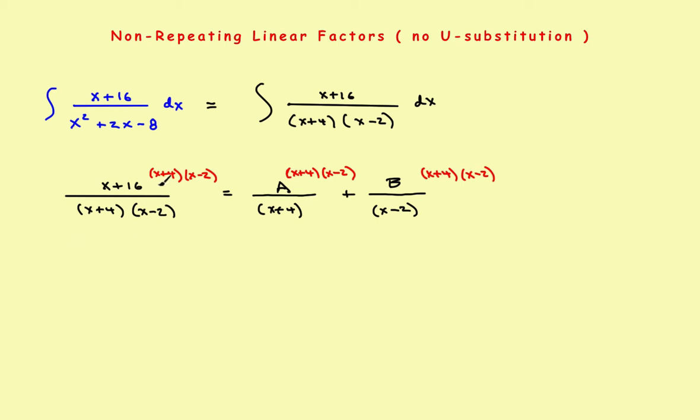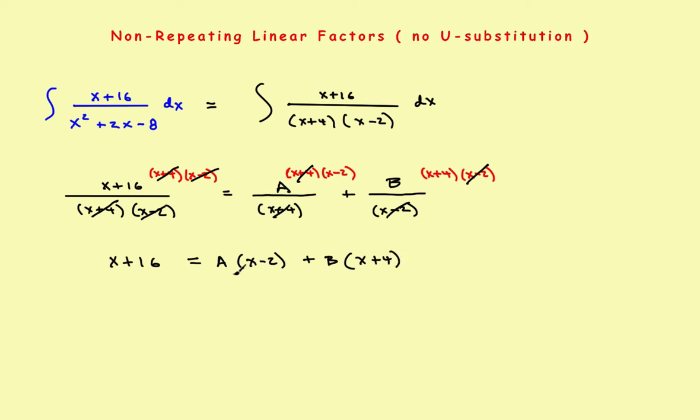Now, we'll rewrite it on this term right here. The x plus 4 here cancels out the x plus 4 here. x minus 2 cancels out x minus 2. And you're just left with x plus 16 is equal to, now on this one, x plus 4 cancels out the x plus 4, and you're left with A times x minus 2. Then finally, you've got plus. Now here, the x minus 2's cancel out, so that x minus 2 will cancel out that x minus 2, which leaves you with B times x plus 4.